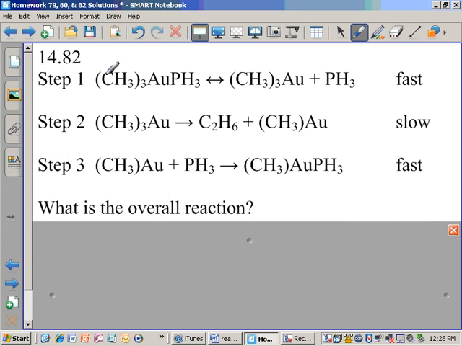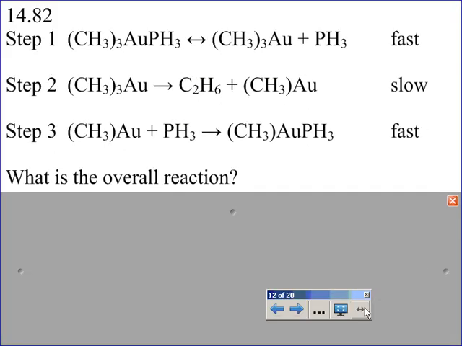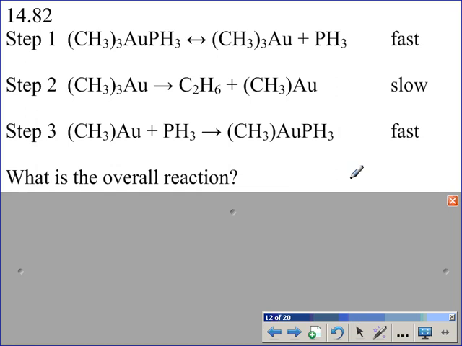The final homework problem, problem 1482, once again gives us a 3-step mechanism: a fast in equilibrium, a slow, and a fast one. And the series of questions begin with what is the overall reaction?